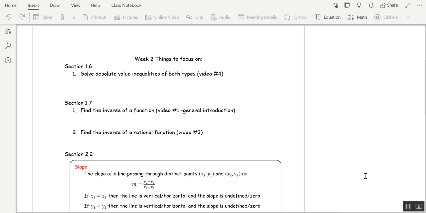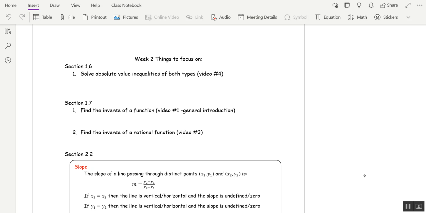This week's a little bit shorter, so let me show you my screen and I'll tell you what I'm talking about. Things to focus on this week: solve absolute value inequalities of both types. So what I mean by that is solve inequalities that are less than or equal to, or strictly less than, or greater than or equal to, or strictly greater than. So for example, absolute value of x plus 4 less than 7 versus absolute value of x plus 4 greater than 7. The way you solve these is different, and that's explained in video number 4, which is a great video. He does an example of each.